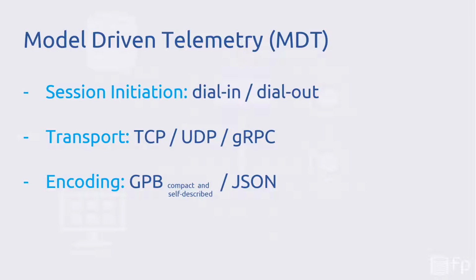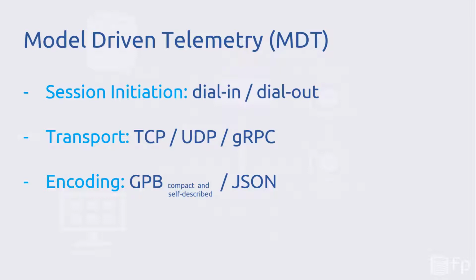As far as the encoding, this is how we serialize the telemetry data onto the wire, and how we decode that later when it arrives at the collector. The most common option is GPB, which stands for Google Protocol Buffers. This one has two flavors. GPB uses protofiles, which basically tell the collector how to interpret the data that is being sent by the router.